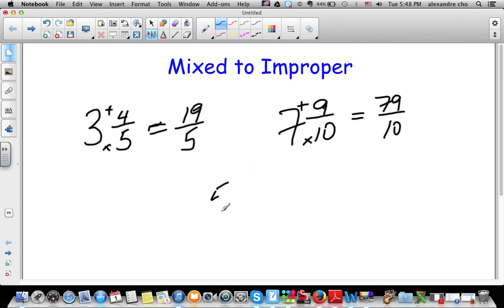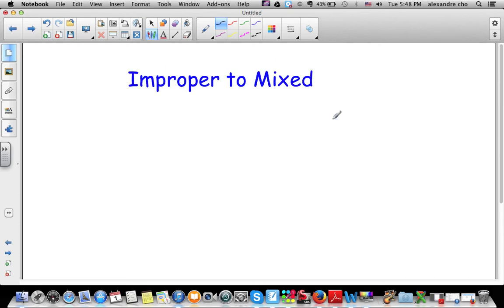Okay, want to do one more? 5 and, I don't know, 7 eighths. Multiply these two. 8 times 5 is 40, plus 7, 47 over 8. That's how you change a mixed to an improper. Okay, little review. Everything's a little review. Improper to mixed, so let's go backwards.